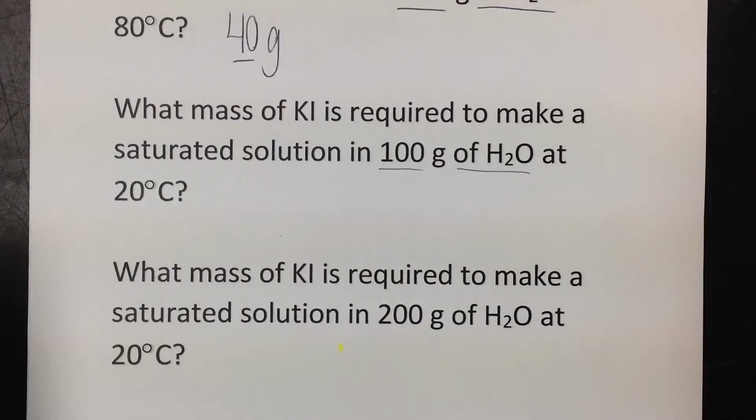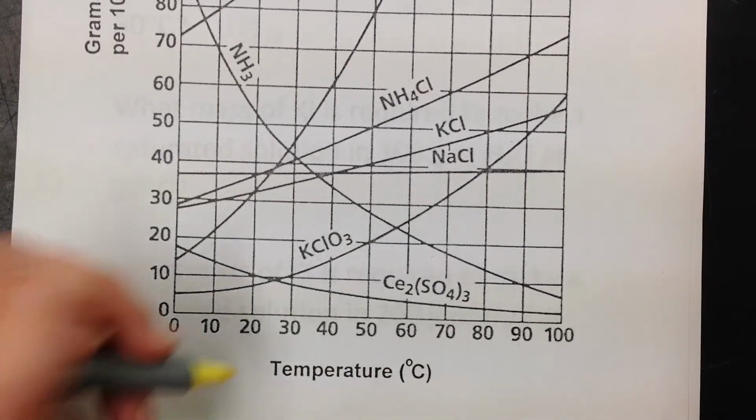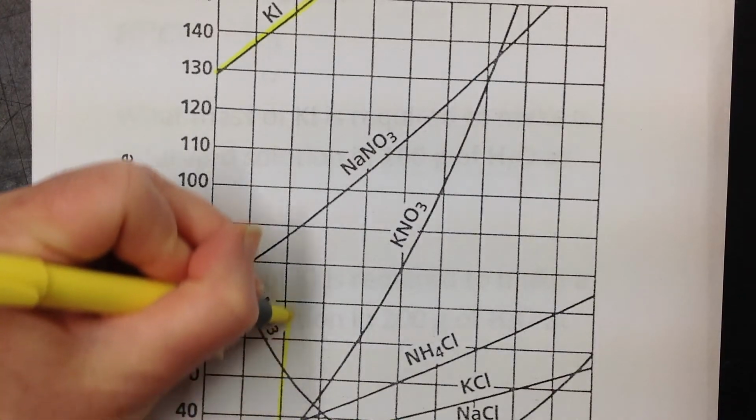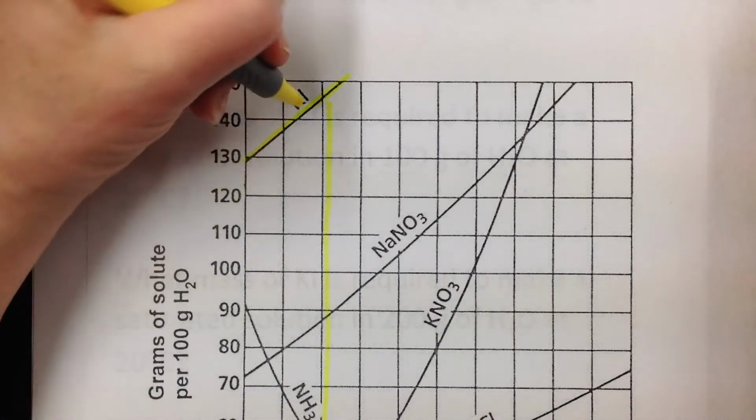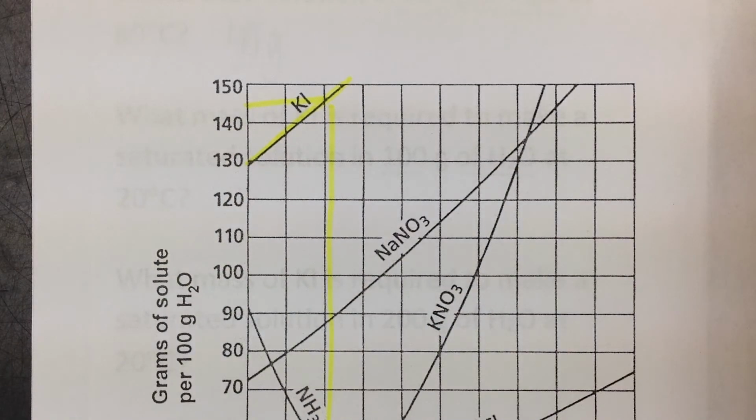So we're looking at 20 degrees Celsius. So 20 is right here. We are going to take that 20 all the way up to the potassium iodide line. We're going to follow it over. I'm going to say we're looking at about 147 grams.